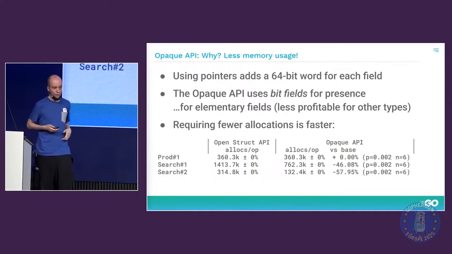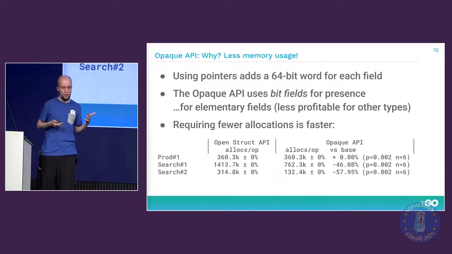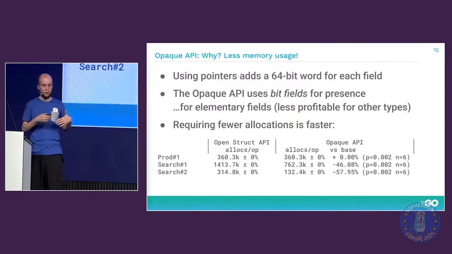Also, requiring fewer allocations is just faster in general, right? So now we're no longer using pointer types for elementary fields. For the other fields, maybe in the future, this optimization is less profitable for the other types, but maybe we'll still do it for a different reason later. But you can see in the benchmark results that I've put on the slide here that depending on the use case, this comes out either neutral or much beneficial, right?